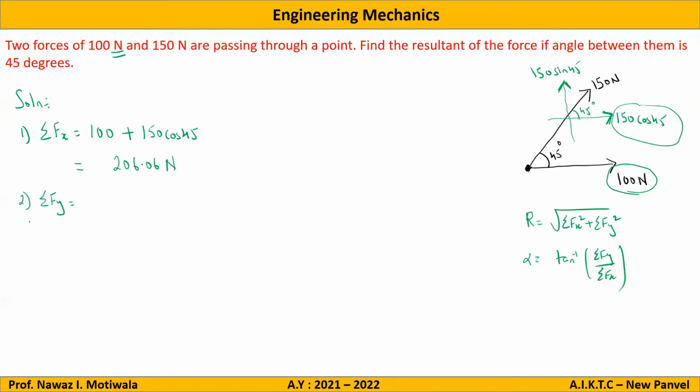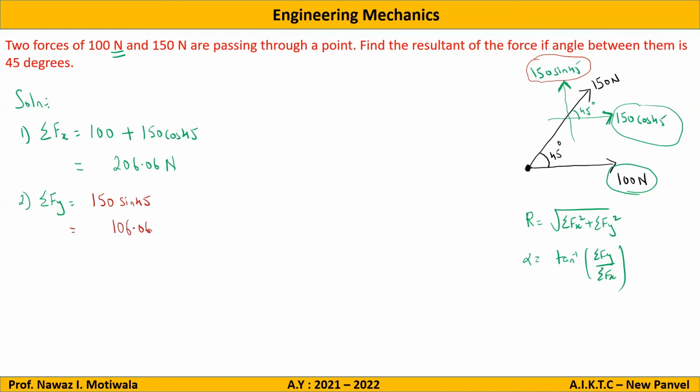Now again wear your spectacles and see how many forces there are in the y direction. There is only one force, this one, 150 sine 45, going upside. So summation of Fy is equal to 150 sine 45. How much will it be? 106.06.